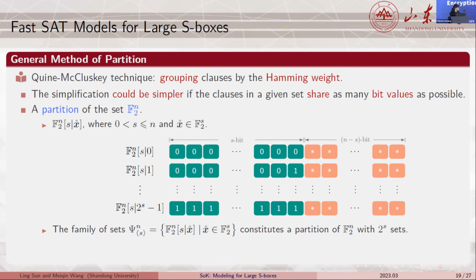In the first set, all vectors should satisfy that the first S bit values equal 0, and the remaining N minus S bits can take any value.